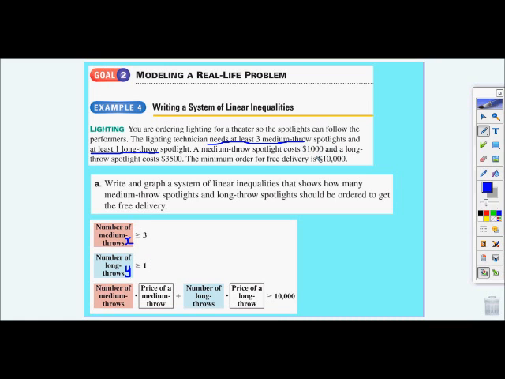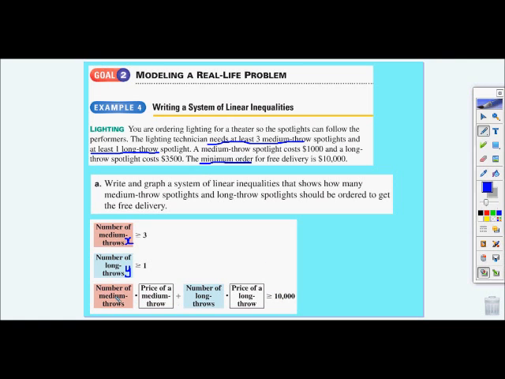Now, the last thing that we find out is the minimum order for free delivery. Because it says minimum order, that's the smallest the order can be. It can be even larger than this, but it has to be at least 10,000. So again, another way to say the words at least. So it has to be greater than or equal to the 10,000. They want to know what the combination is of the medium and the long throw spotlights in order to achieve that free delivery.